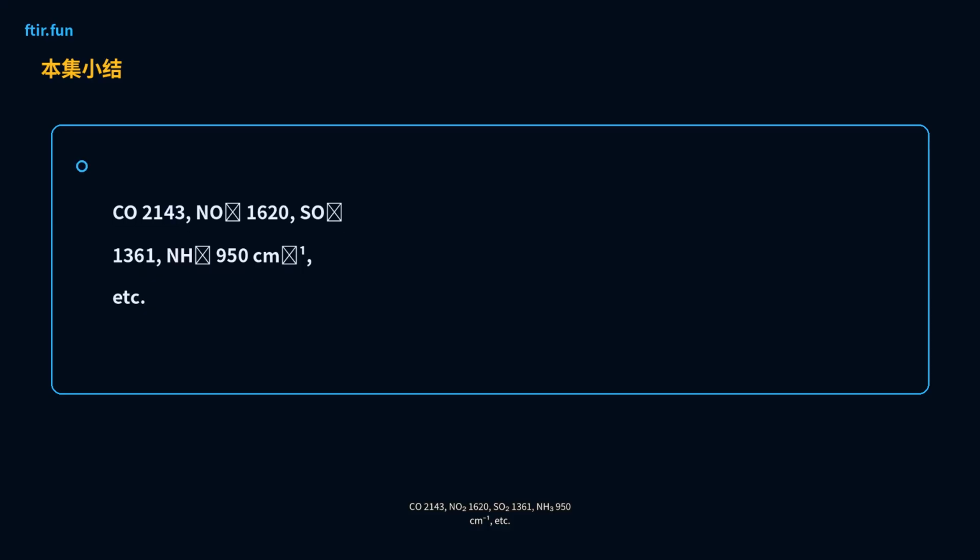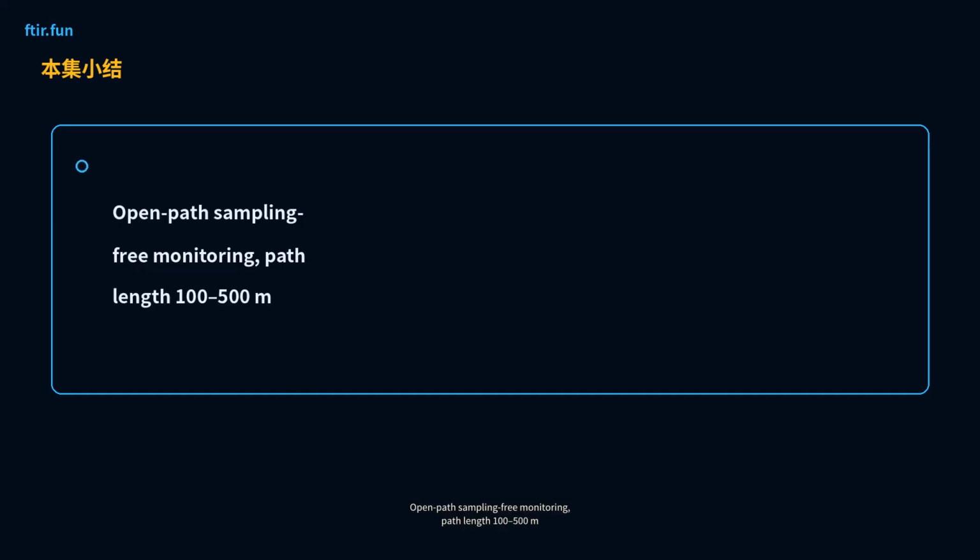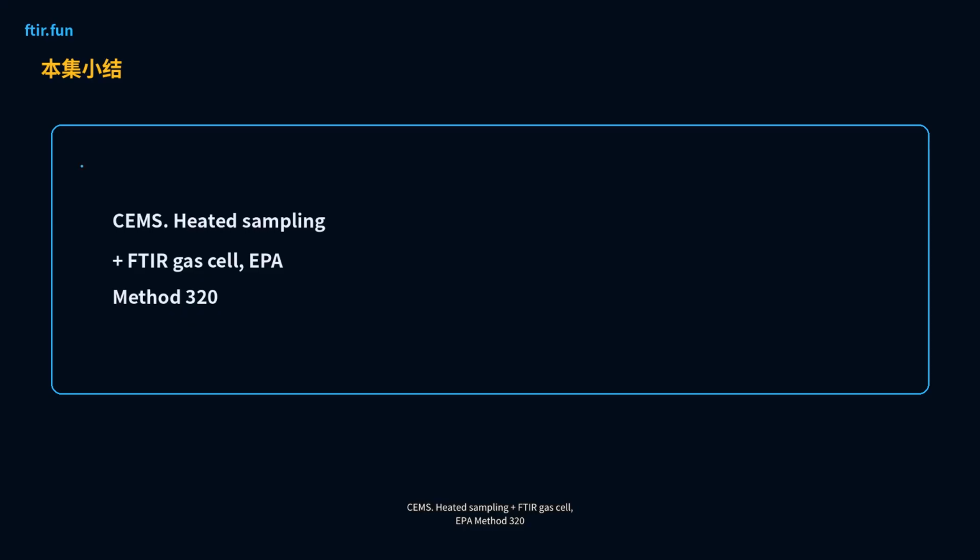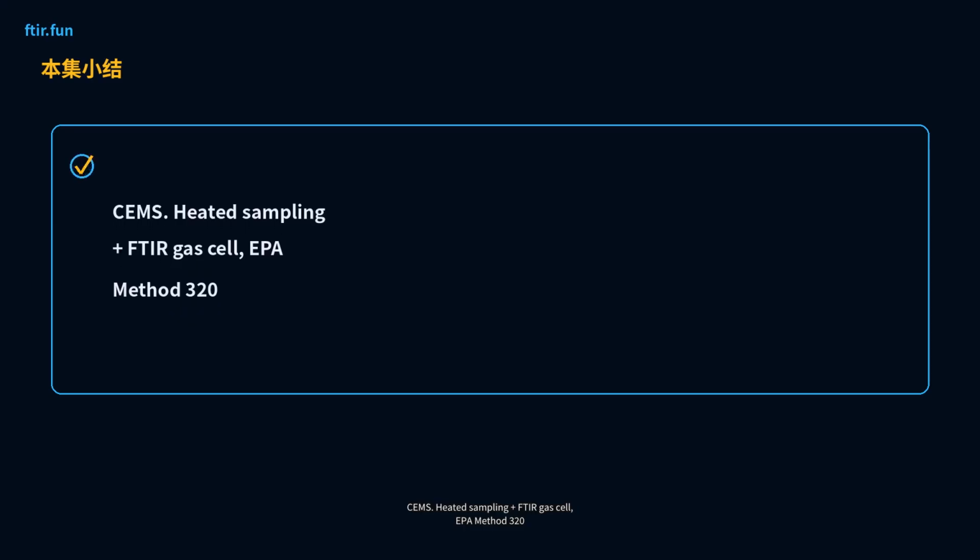CO 2143, NO 1620, SO2 1361, NH3 950 centimeters. That's OP-FTIR: open path, sampling-free monitoring, path length 100 to 500 meters. CEMS: heated sampling plus gas cell.